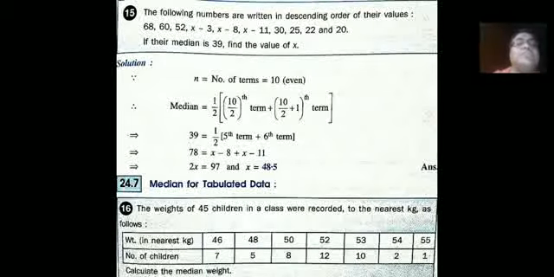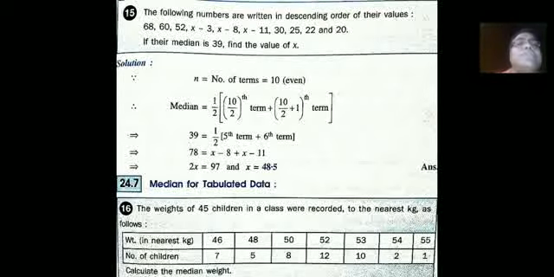Here is another question for you to understand. The following numbers are shown in descending order, so no need to rearrange this one. You have to find the value of x. Here, the data is given in terms of unknown variables. It is given in descending order: 68, 60, 52, x minus 3, x minus 8, x minus 11, 30, 25, 22 and 20. And the median is given as 39. You have to find out the value of x.